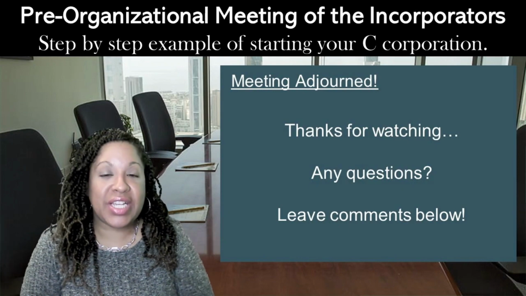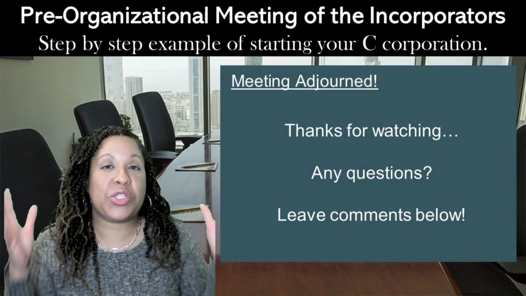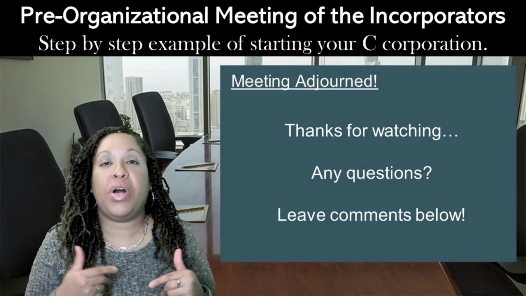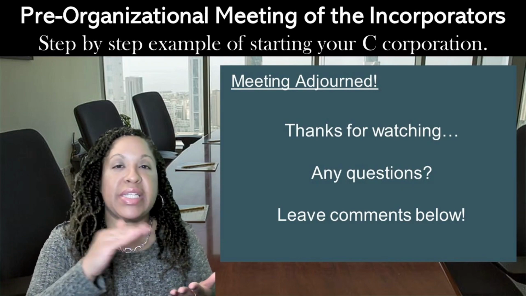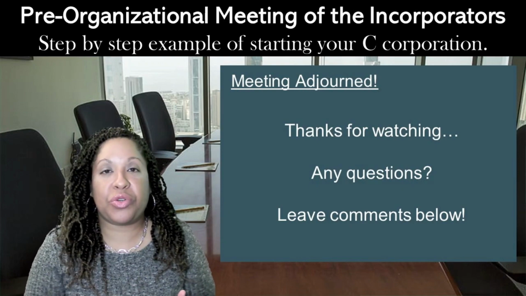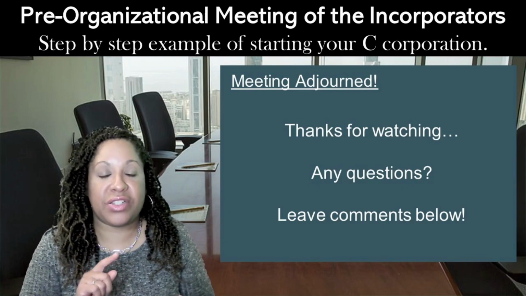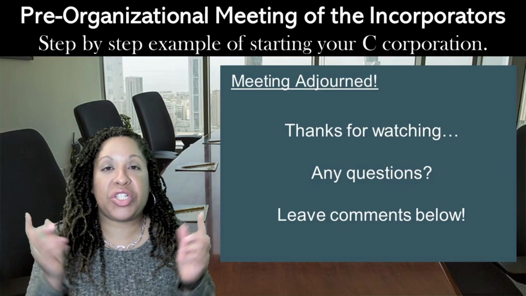So thanks for watching. If you have any questions, please leave comments below. But I just wanted to give you guys a good example of what a pre-organizational meeting should look like. It's just basically, again, a template, some checklists. You kind of go through some items and just make sure your T's are crossed and your I's are dotted. So again, just let me know if you have any questions.